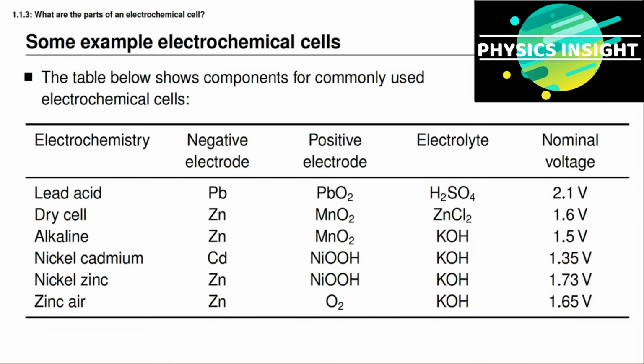An alkaline cell has a zinc negative electrode and a manganese oxide positive electrode, just like a dry cell, but the electrolyte is potassium hydroxide instead of zinc chloride. This electrolyte has less ionic resistance, and so it allows higher electrical current. So we often use alkaline battery cells for high power applications, whereas dry cells might be used for low power applications. Usually dry cells or alkaline cells are not considered rechargeable.